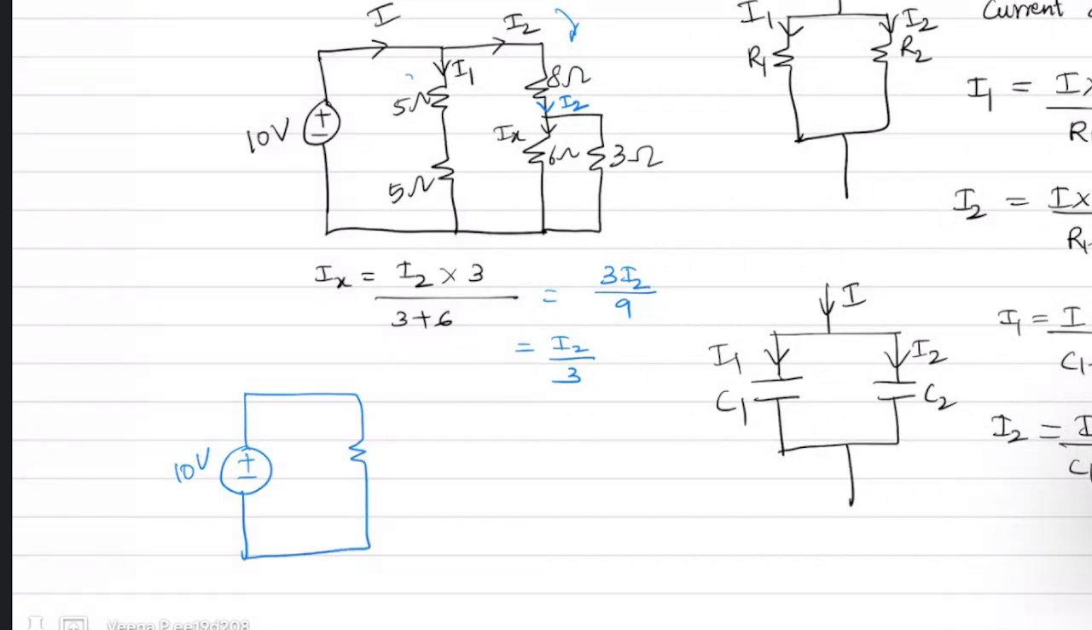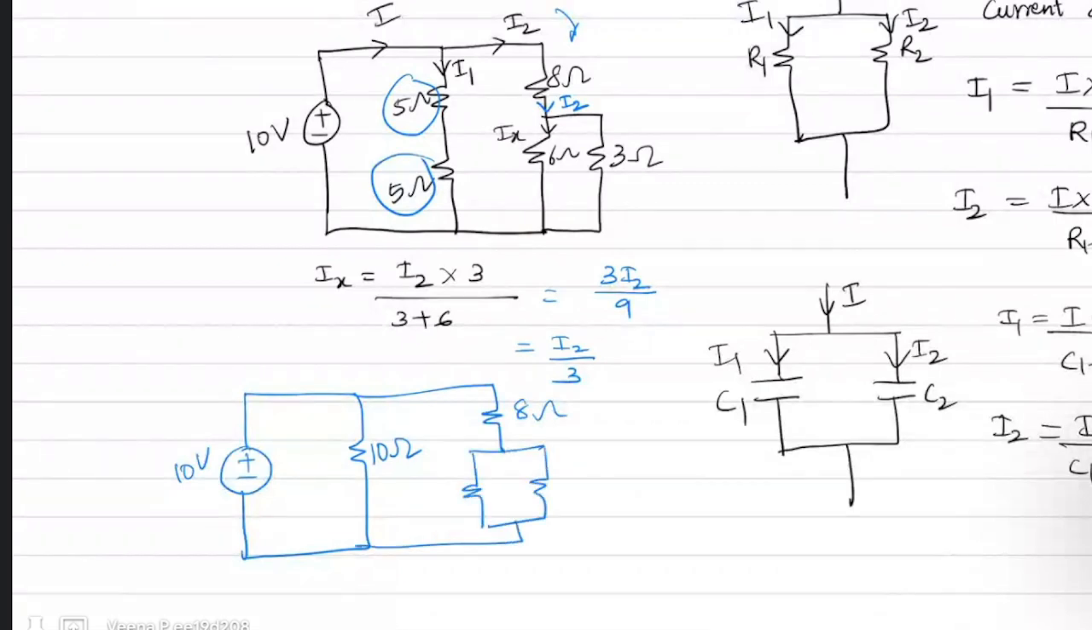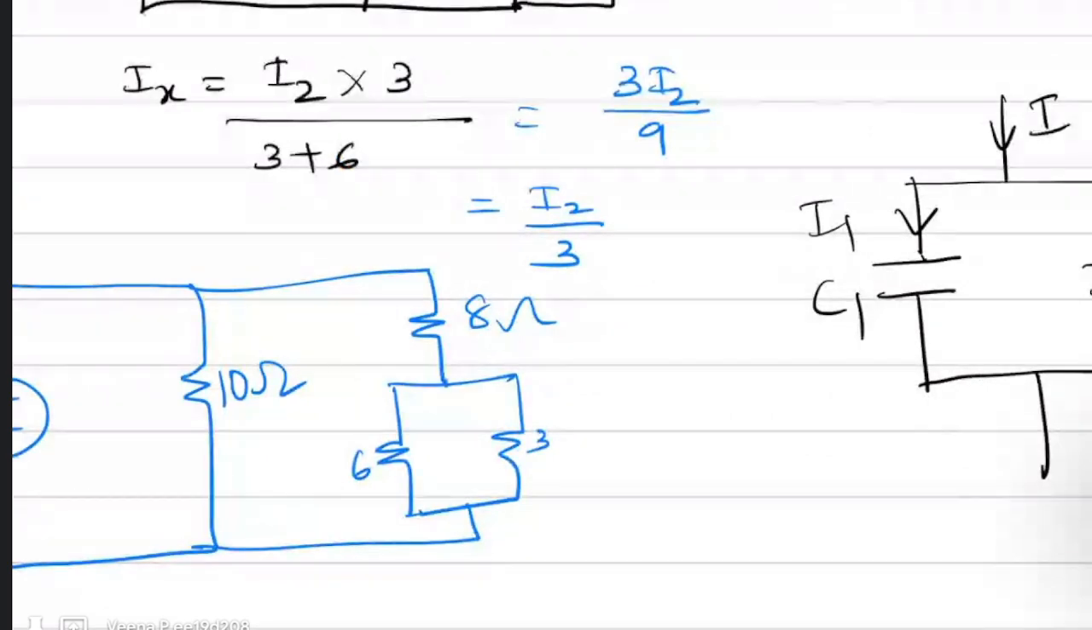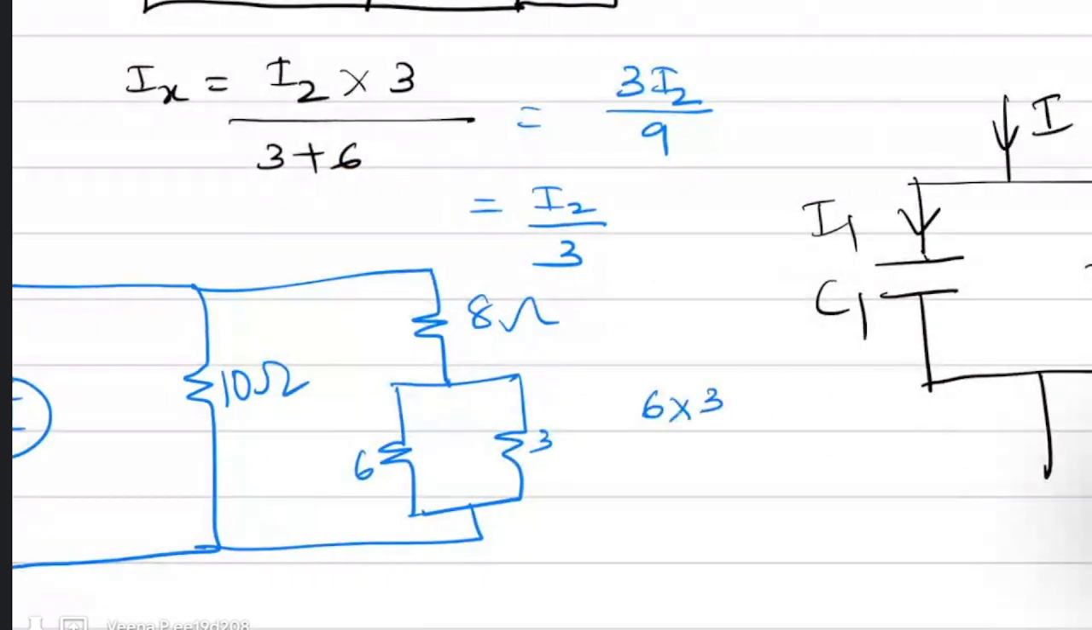Now 5 ohm is in series with 5 ohm, so I can replace it with 10 ohm. Now this current goes through 8 ohm and to a parallel branch of 6 and 3. Now 6 is parallel with 3 ohms, so the equivalent resistance will be 6 times 3 by 6 plus 3, which comes out to be 18 by 9 or 2.